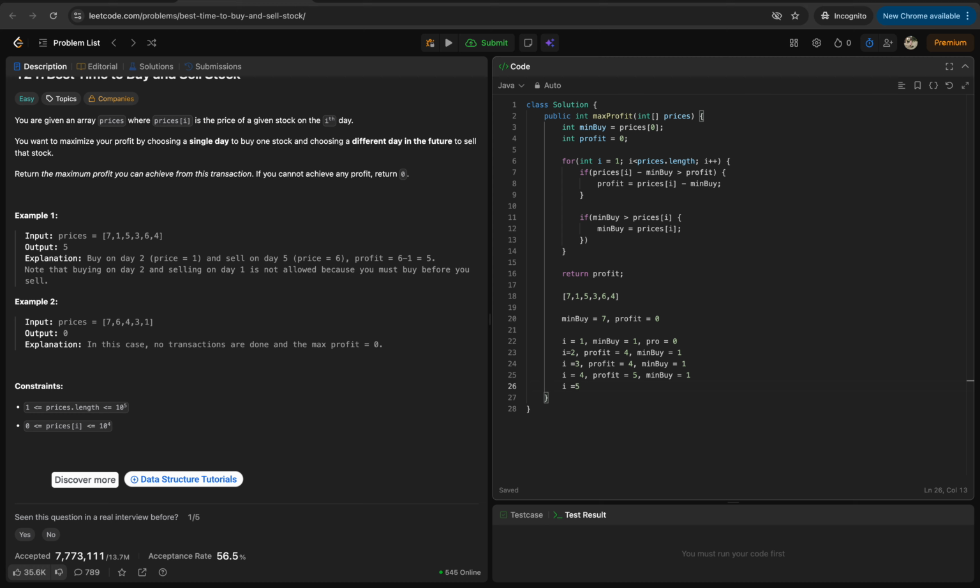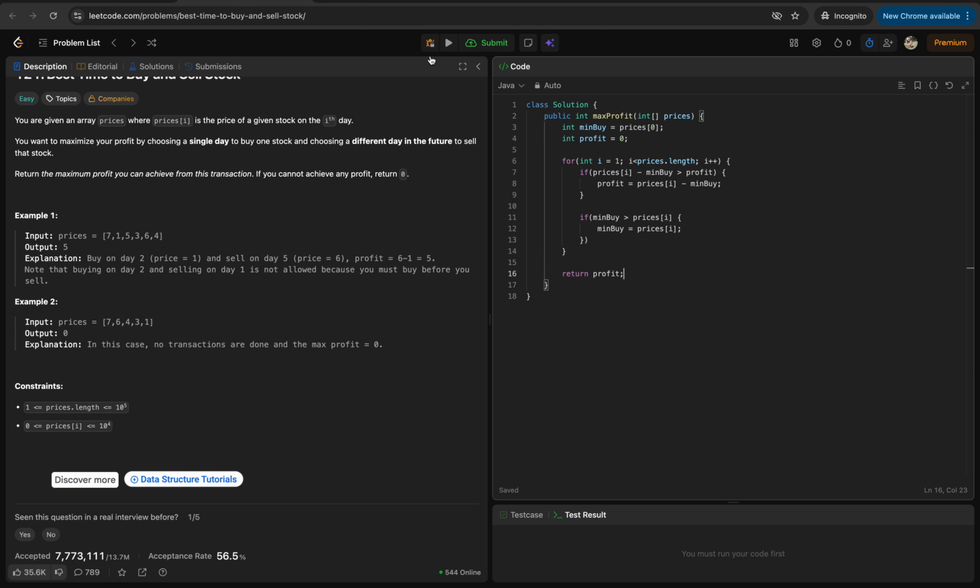And finally, when I is 5, then 4 minus 1, 3, is greater than 5? No, it is not, nothing will change. And then min by is 1. Is 1 greater than this value 4? No, so min by will also remain same. So at the end, this is the result, and then we'll return profit. So profit is 5 at the end.